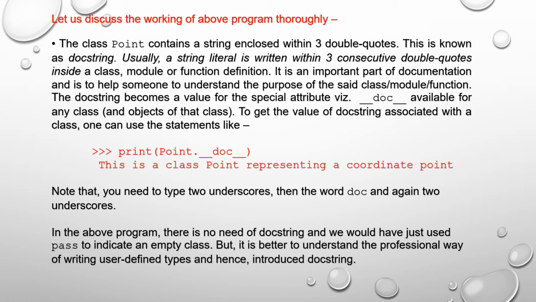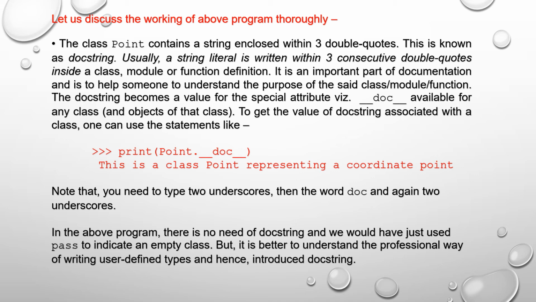or function. The docstring becomes the value for the special attribute double underscore doc, again double underscore, available for any class and objects of that class. To get the docstring associated with the class, one can use a statement like this: print of Point dot double underscore doc, again double underscore. This is the class Point representing a coordinate point.